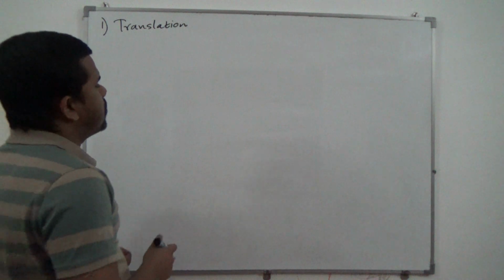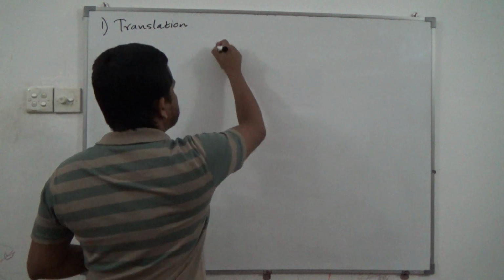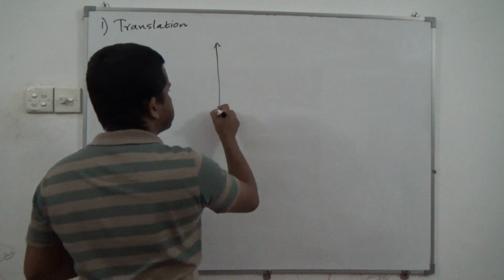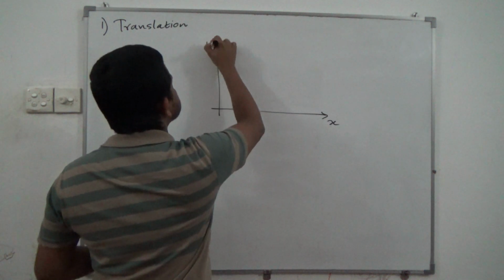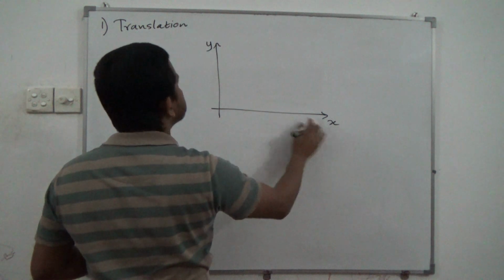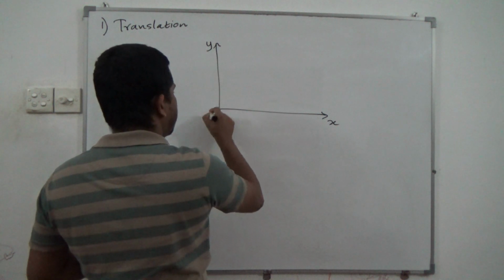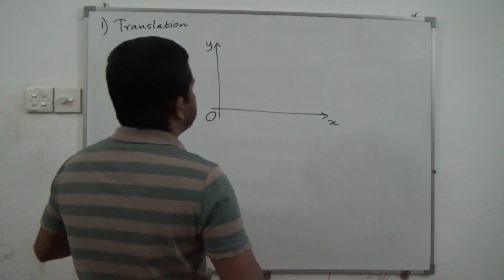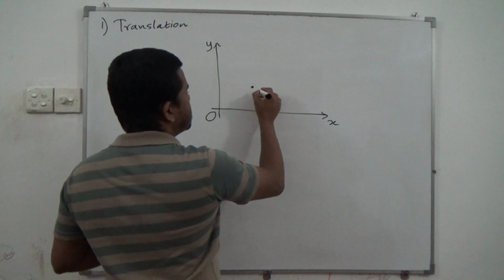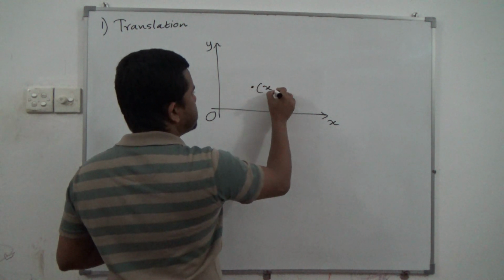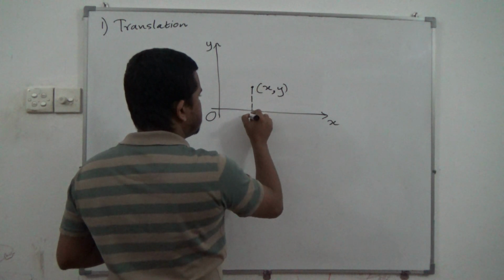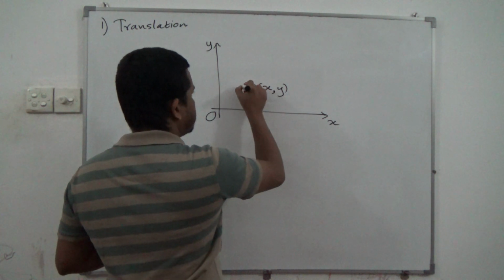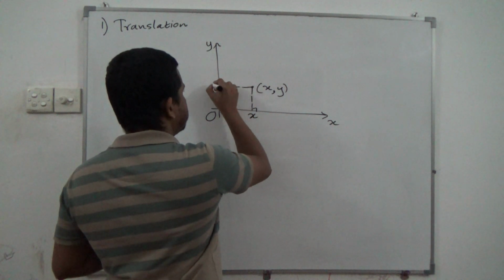In order to understand this, let's consider these two axes, x and y. Here we have the origin. We have a point here. Its coordinates are x comma y. So here we have x and here we have y.